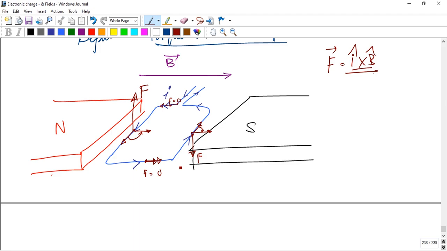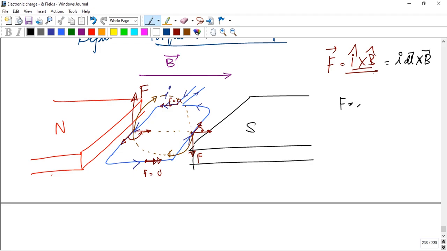Okay, so there is a force, so there is a rotation. The rotation created by the force is called torque. If rotation is present, there is a torque. So we get the force F equal to I dl cross B. That's the force.